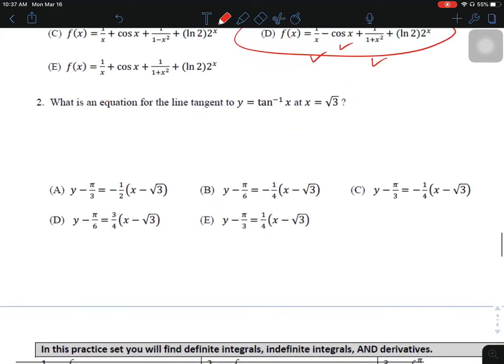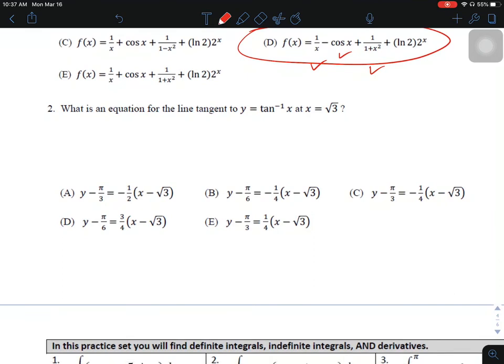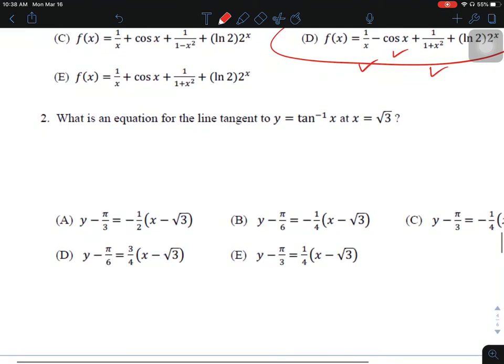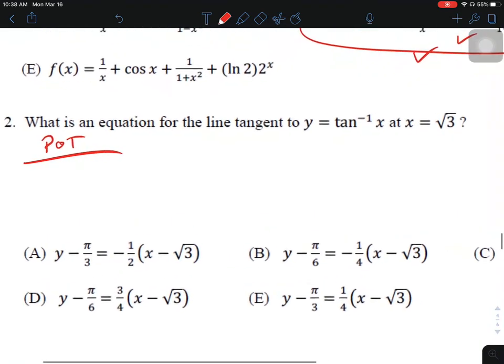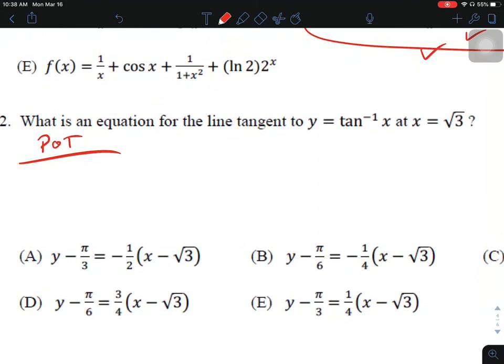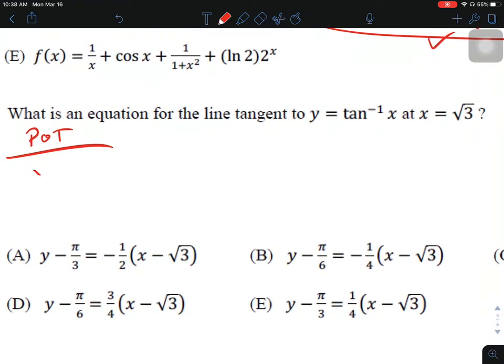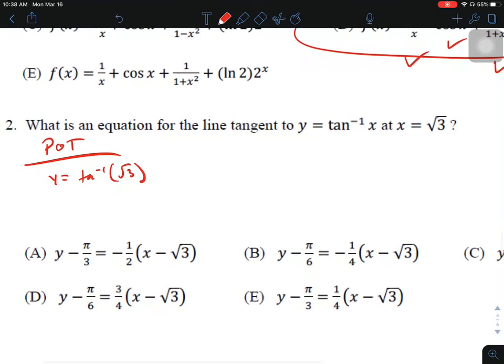Let's check out number 2. What is an equation for the line tangent to this at this? Well, to do this, we need a point of tangency. To find this point of tangency, we're going to take the y equals tangent inverse and replace the x with the square root of 3. So our point of tangency is square root of 3 and tangent inverse of the square root of 3.